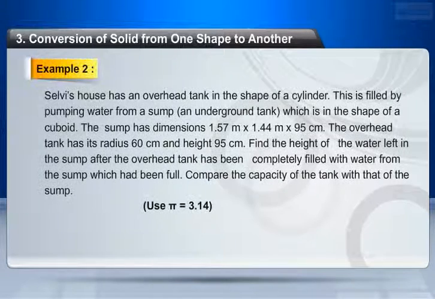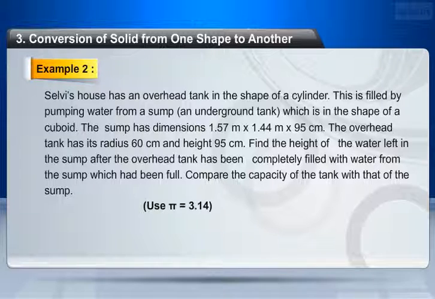Example 2. Selva's house has an overhead tank in the shape of a cylinder. This is filled by pumping water from a sump, an underground tank, which is in the shape of a cuboid. The sump has dimensions 1.57 meters into 1.44 meters into 95 centimeters. The overhead tank has its radius 60 centimeters and height 95 centimeters. Find the height of the water left in the sump after the overhead tank has been completely filled with water from the sump, which had been full.